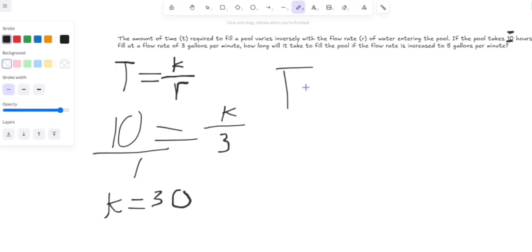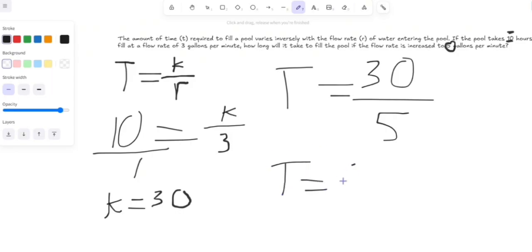So t, kasi ang hinahanap time, how long, equals a constant 30 over r, ito, 5. So 30 divided by 5 is 6. So t is equal to 6. So it will take 6 hours to fill the pool when the flow rate is increased to 5 gallons per minute. At 10 hours naman kung ang flow rate ay 3 gallons.